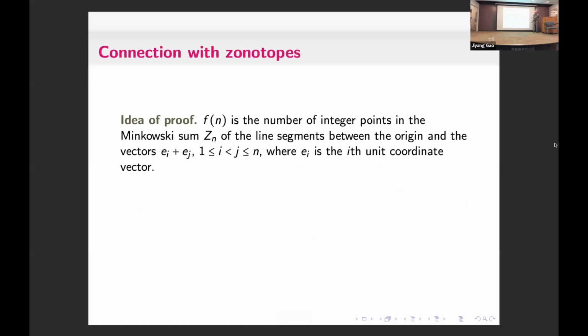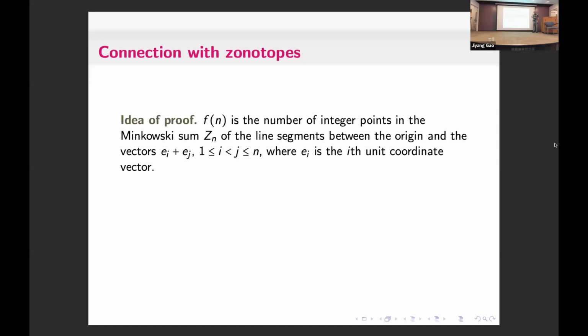We have to connect it with the theory of zonotopes. F of n is the number of integer points in a certain zonotope. The zonotope is a Minkowski sum of line segments. Namely, the line segments connect the origin to all vectors e_i plus e_j, where i less than j, where e_i is the ith unit coordinate vector. And this is a polytope of degree sequences that was considered before by Perles. And you can also ask other questions, whether it's vertices, etc. I think in the same paper where I computed f of n, I worked out the f vector of this zonotope. And it's quite easy to see that f of n is the number of integer points inside the zonotope.